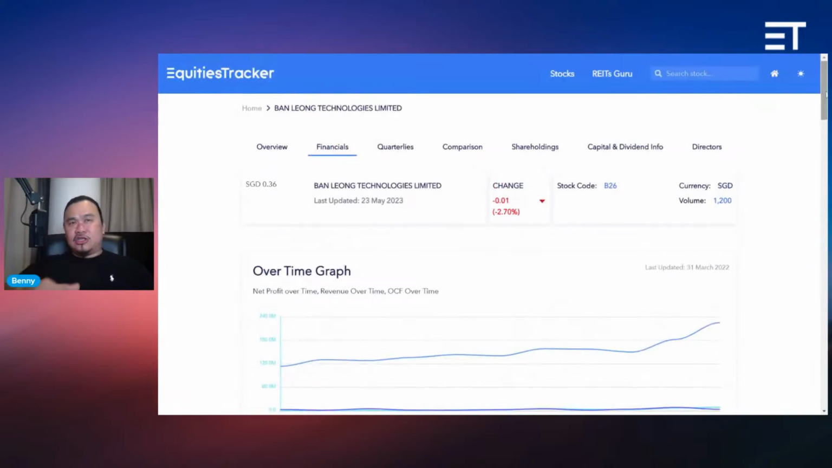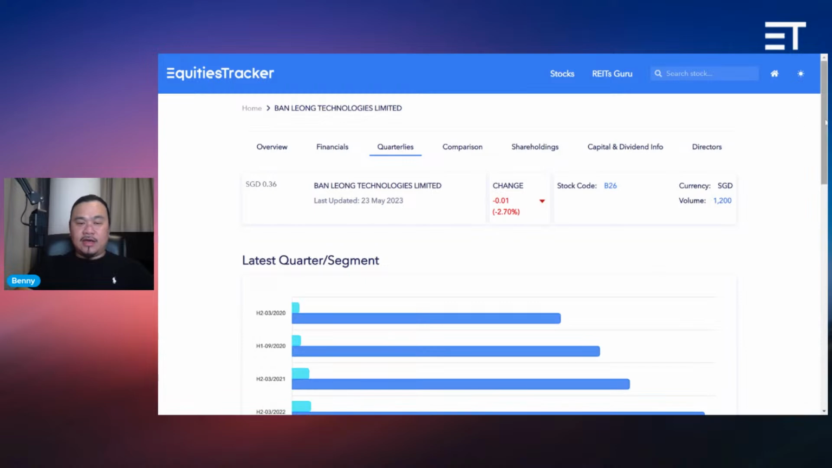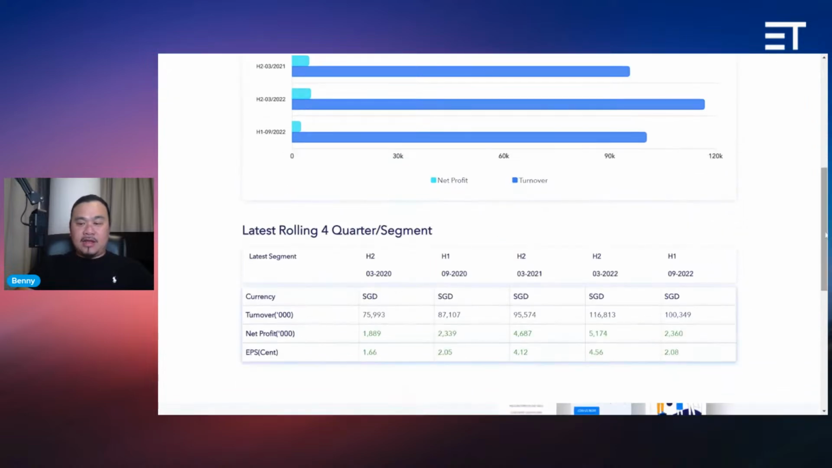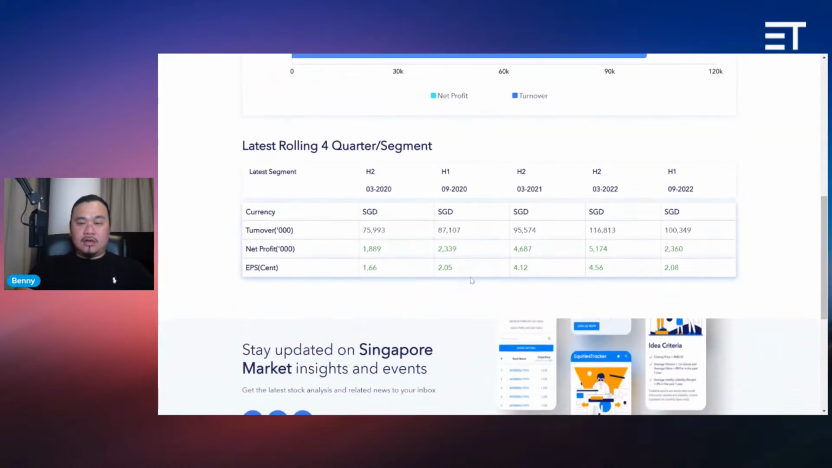But if you want to look at the shorter term, for example, I can go to the quarterlies and look at the quarterly results, and you can see that their turnover on a quarterly basis has also shown quite good returns. See the turnover from 75 million to 100 million in 2022 compared to 3 years ago. The quarterly profits only show up to 3 years. And you can see the EPS has actually gone up.